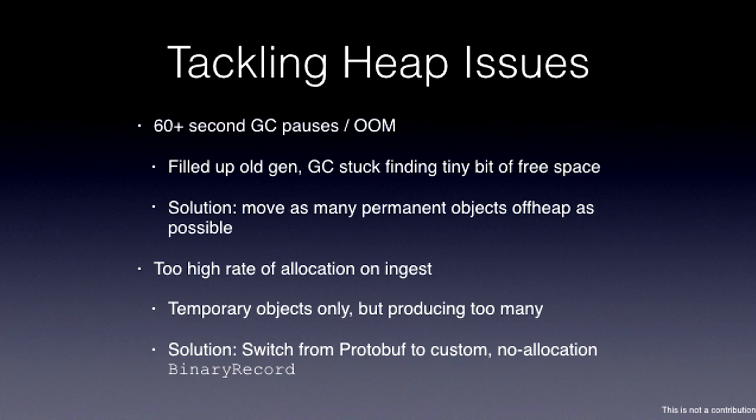The other major problem that we ran into is that the rate of ingest was too high. You might run into this in various streaming systems as well, where you're allocating things a lot on ingestion. You might be deserializing. What we found was that we used protobuf initially for the ingestion. This ended up taking too much space, because for each protobuf object, that might lead to a graph, right? One object might contain, say, a map, and that might be a list of tuples. Each tuple might then create another object. So this balloons very quickly. So we created a custom data structure that allows us to do zero allocations on ingest.